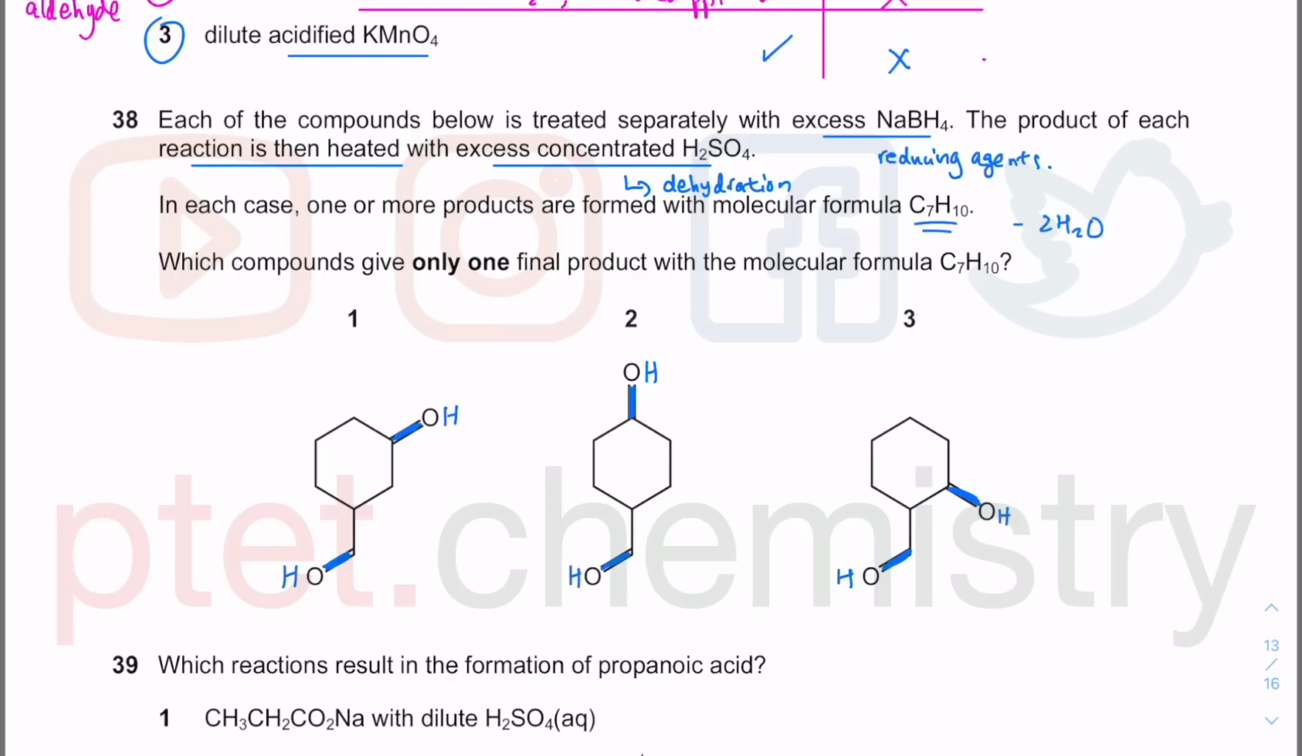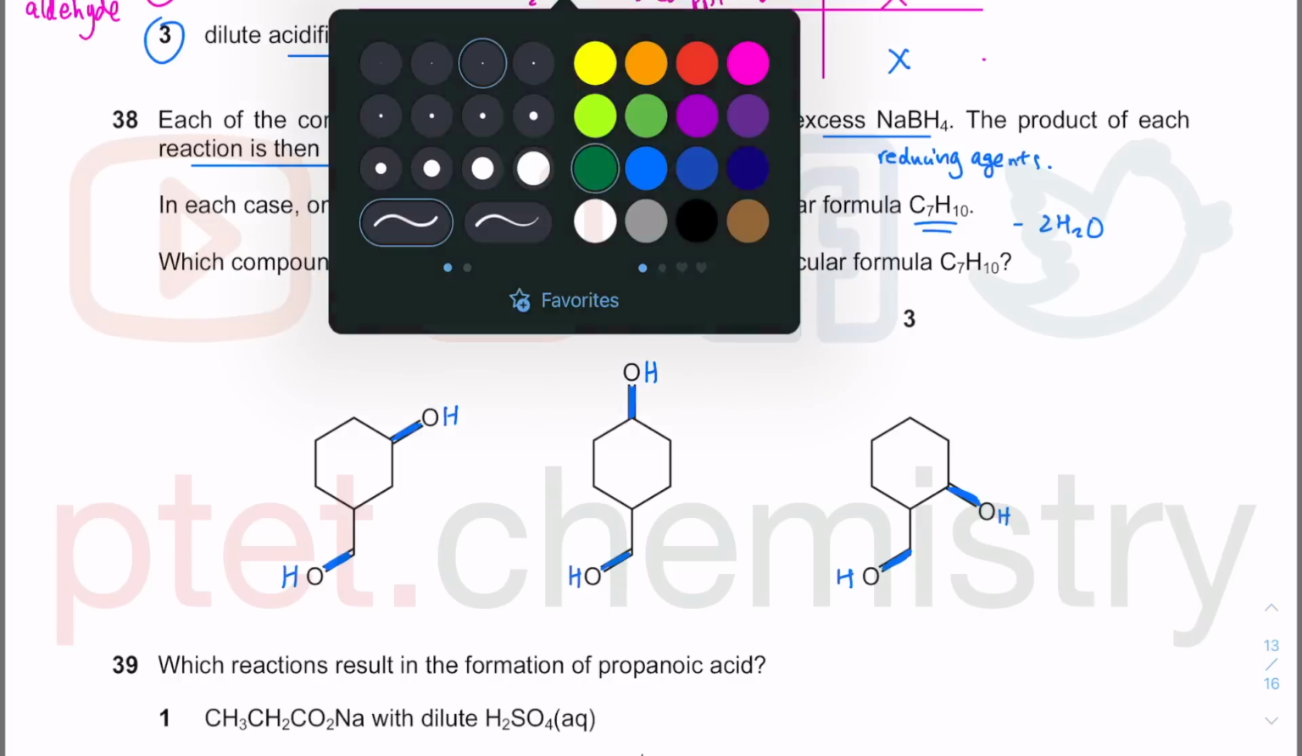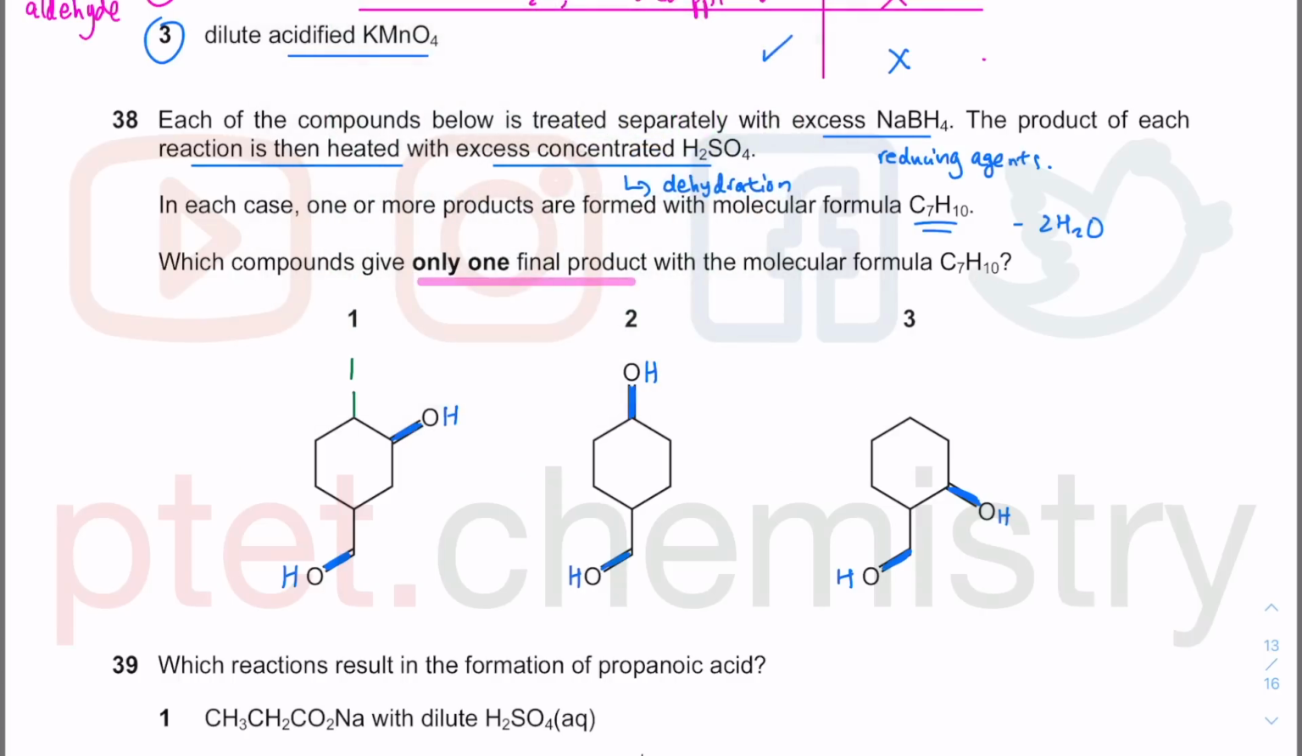So we have to remove 2 of the H2O, but this question is tricky because there is only one final product. So you're looking for something that will eliminate water to give you only one final product with this C7H10. When we do elimination, we have to go to the next carbon. This is the carbon with the OH. We're looking at the next carbon. This is a CH2. This is also a CH2, but this CH2 is next to something that has OH. This CH2 is not next to something that has OH. These two CH2 are different.